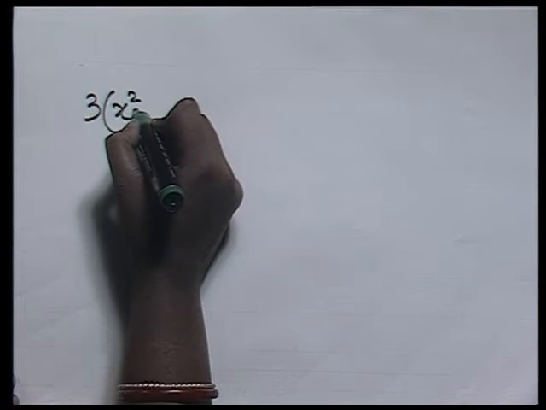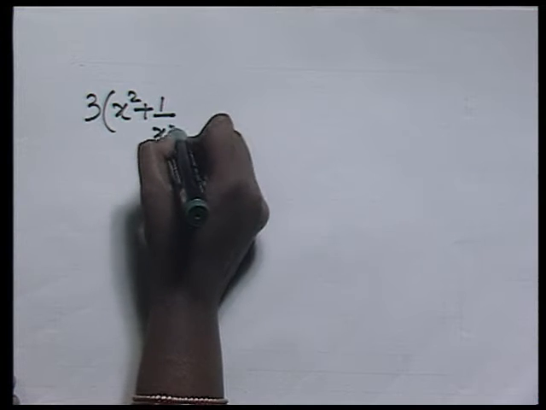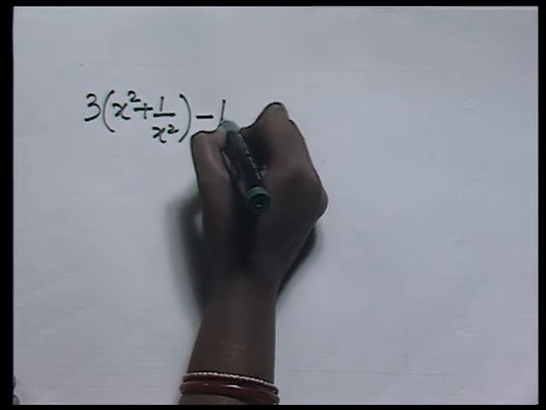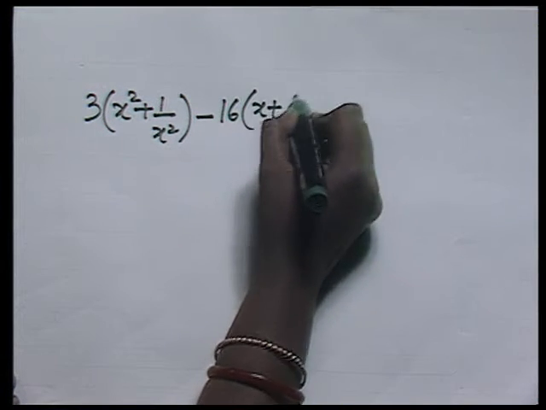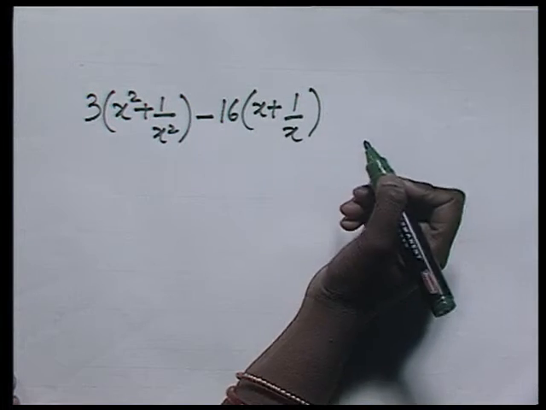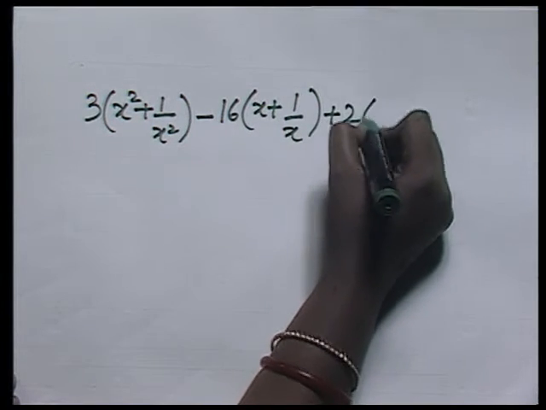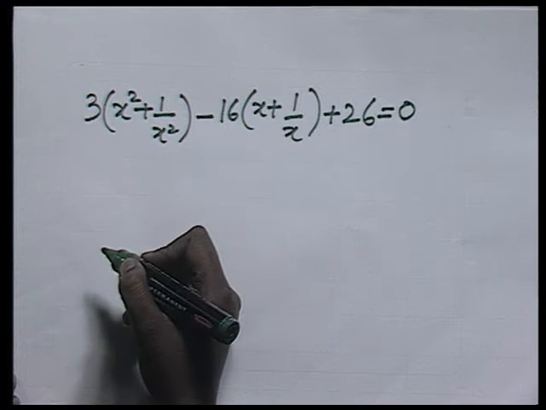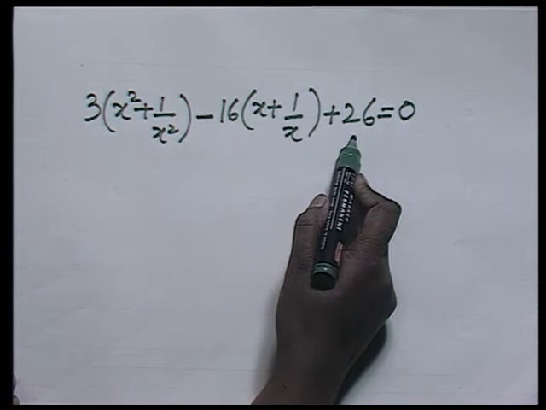Now, look at another equation, 3 multiplied by x square plus 1 upon x square minus 16 times x plus 1 upon x plus 26 equal to 0. Observe this equation carefully. Is it a quadratic equation? No, it is not. But the question is, can we solve this equation by reducing it by some manipulation to a quadratic form? Let us see.